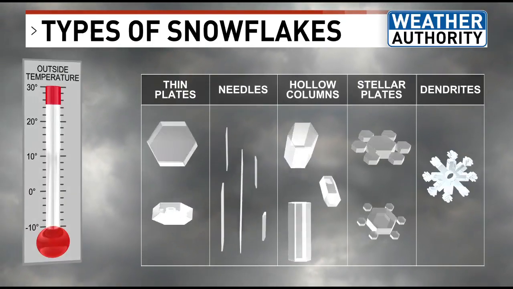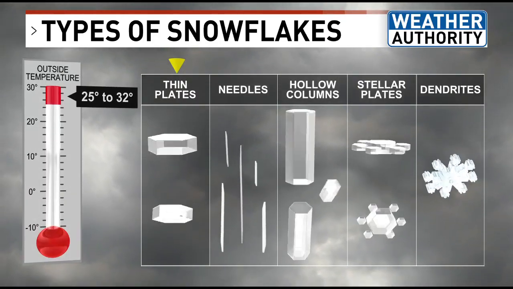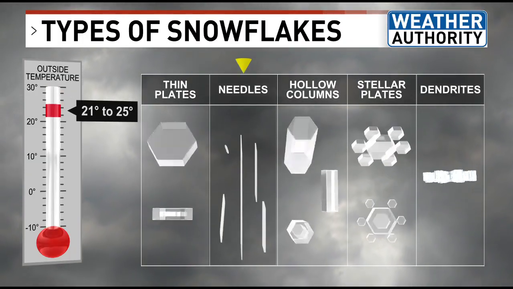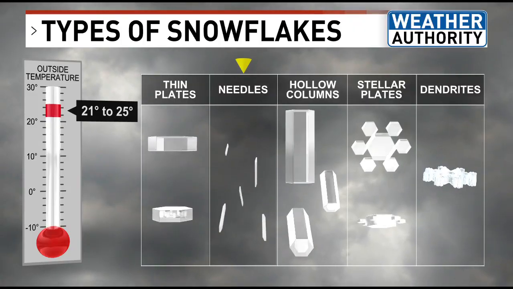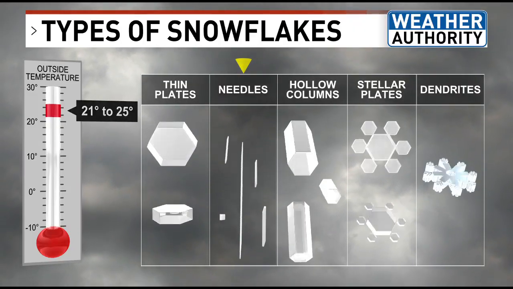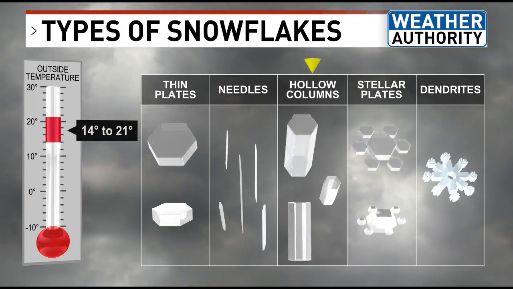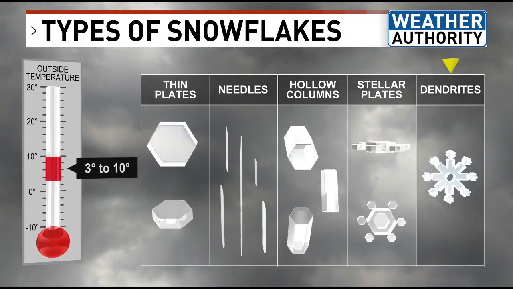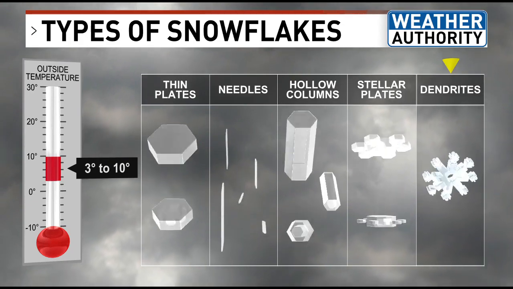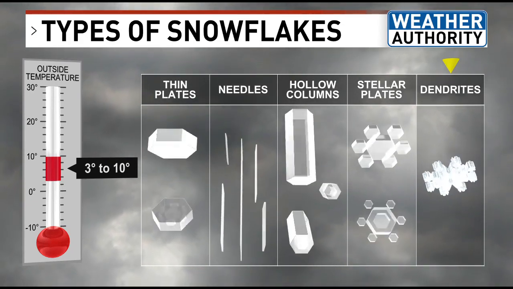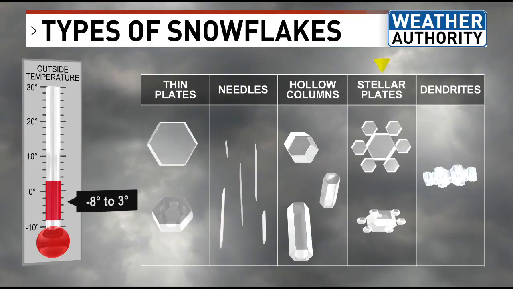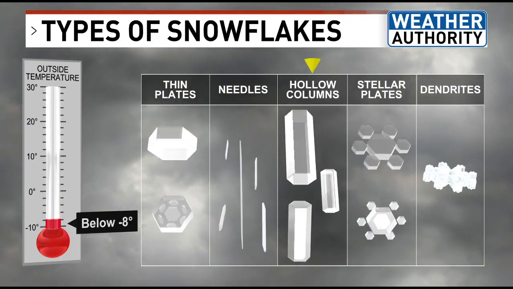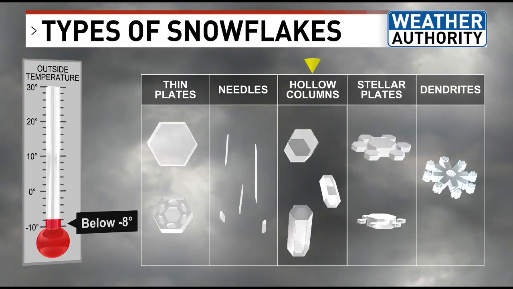A little interesting here, here's our little thermometer. Thin plates develop in temperatures between 25 to 32 degrees, and then it gets colder from there. Needles develop at 21 to 25 degrees, and then colder, 14 to 21 degrees, with hollow columns. Stellar plates form at 10 to 14 degrees, and 3 to 10 degrees for dendrites. Remember, it can't be too cold to snow, but it can be too dry. When it gets to the negatives, -8 to -3, stellar plates can form, and then hollow columns form when it falls below -8 degrees.